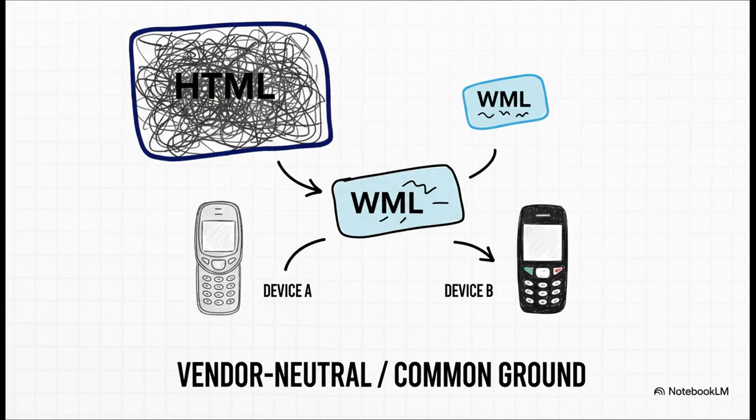Now, the secret sauce in the WAE was a special language called WML, or Wireless Markup Language. Think of it as HTML's super lightweight cousin. It was designed to create web pages that were incredibly simple, perfect for those slow phones and tiny screens. This also gave developers one standard way to build apps that could run on all kinds of different phones.